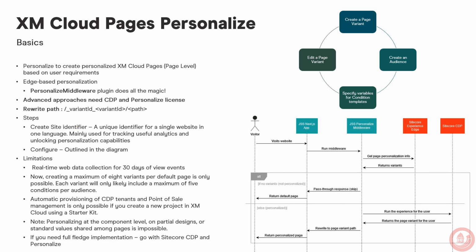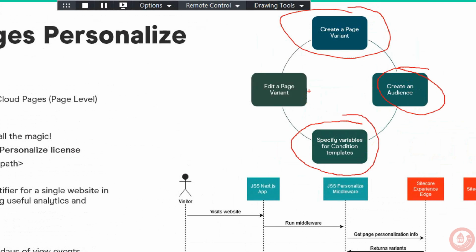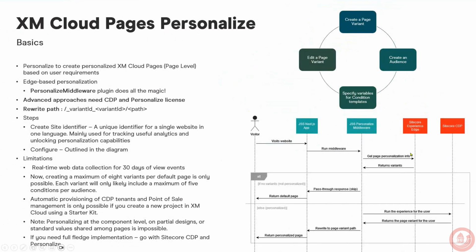The second thing is, once you have that, you follow this whole life cycle. You create your page, and then you create a variant, which is based on your condition. You create an audience. XM Cloud Personalize comes with out of the box rules, so you can use those to create your rules or condition or audience, and then you provide the condition. You edit a page variant, basically whatever visual changes you would like to do, you do that, and then your personalization is ready. We'll see the live demo. So in case it doesn't make sense right now, that's okay.